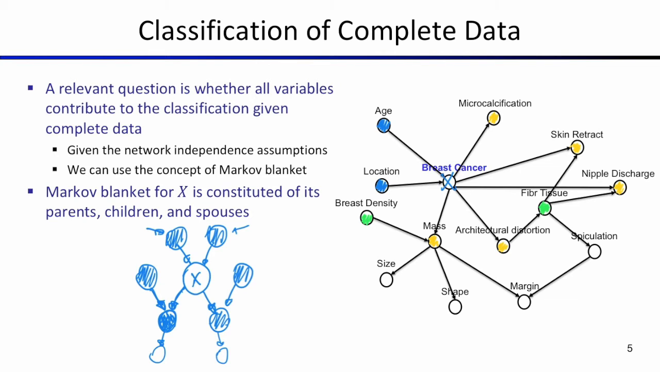All right, and the remaining variables are not part of the Markov blanket of x. So we have size, shape, margin, and speculation. So these 4 variables will not influence the classification of x. They will be blocked by the remaining variables.